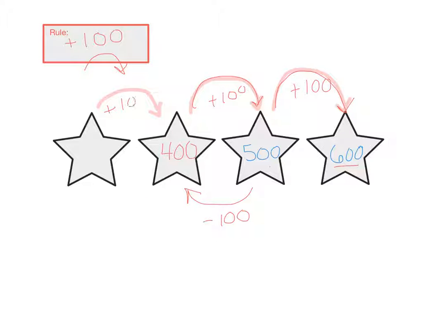Okay, same here. What plus 100 will give us 400, or 400 minus 100 will give us our answer, which is 300. Now let's check our work to make sure we're right. So 300 plus 100 is 400, that's right. 400 plus 100 is 500, that's right. And 500 plus 100 is 600. That's correct.